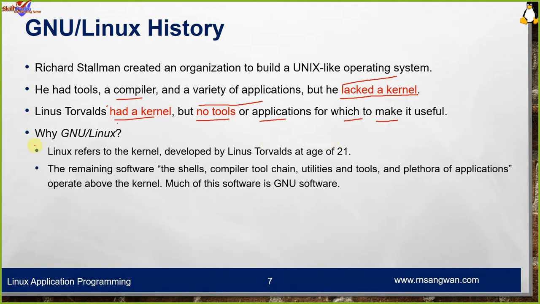So why do we use the term GNU Linux? The answer is already there in the first three lines. Linux refers to the kernel, developed by Linus Torvalds at the age of 21. The remaining software, the shell, compiler, toolchain, utilities and tools, and a plethora of applications, were above the kernel. Much of the software is GNU software.